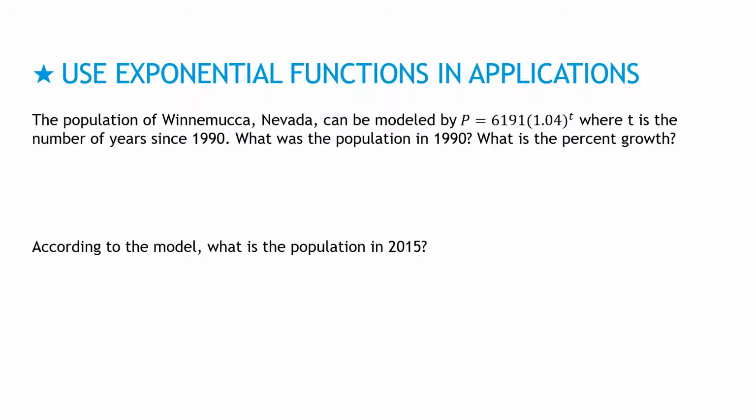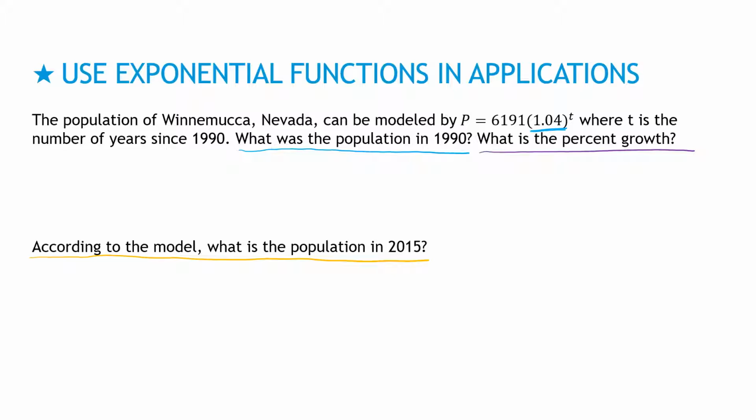So again, here I'm looking at an exponential function, and the difference between this one and our last one is now our base is not e, our base is 1.04. And I'm looking at three questions. What was the population in 1990? What is the percent growth? And then, what is the population in 2015?